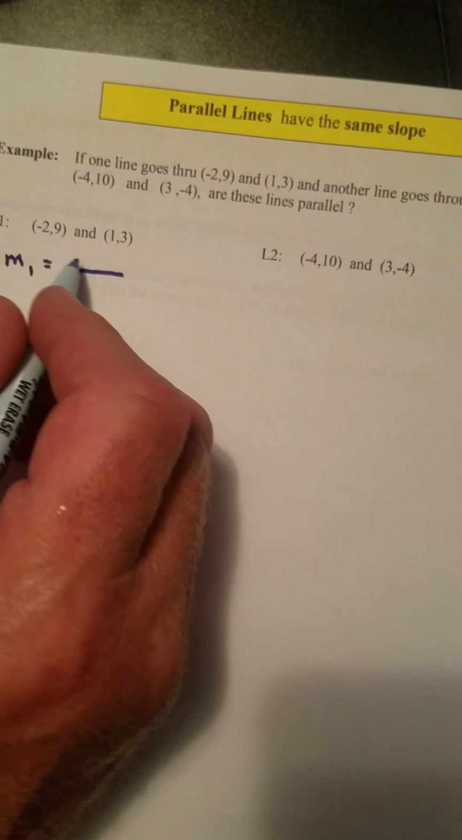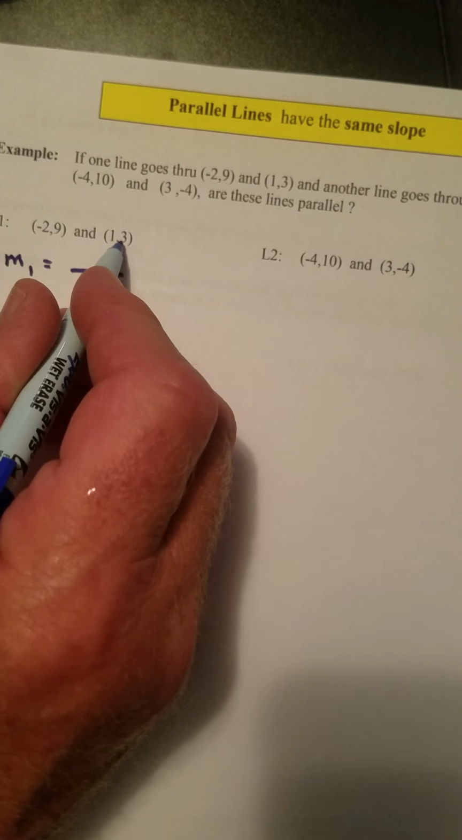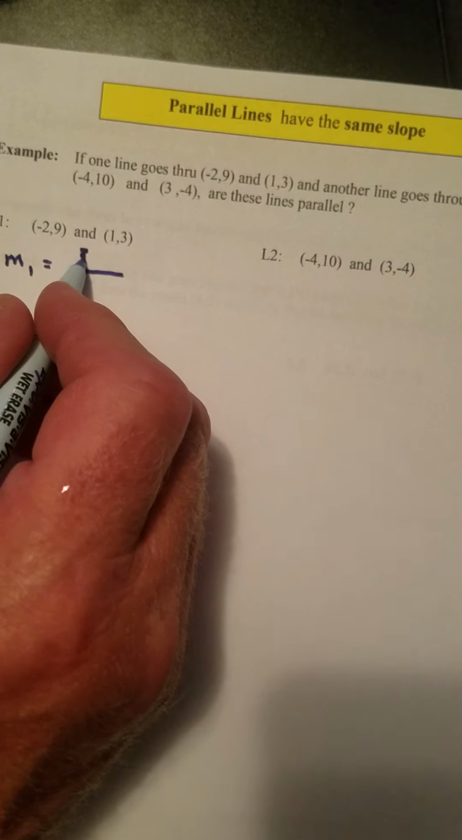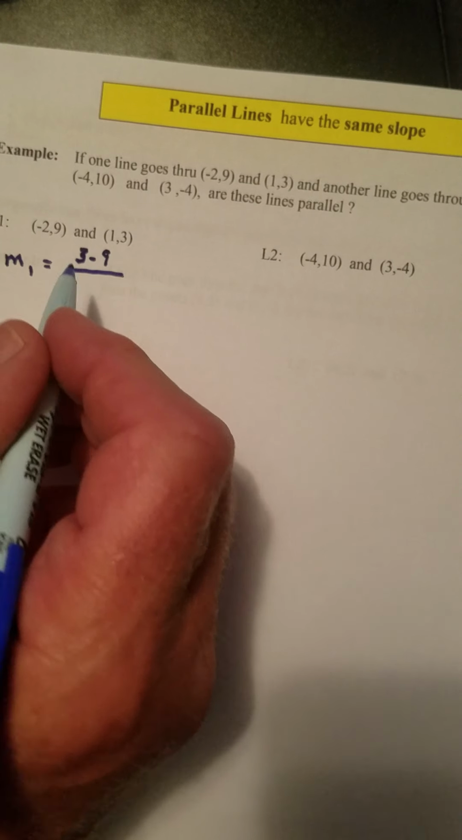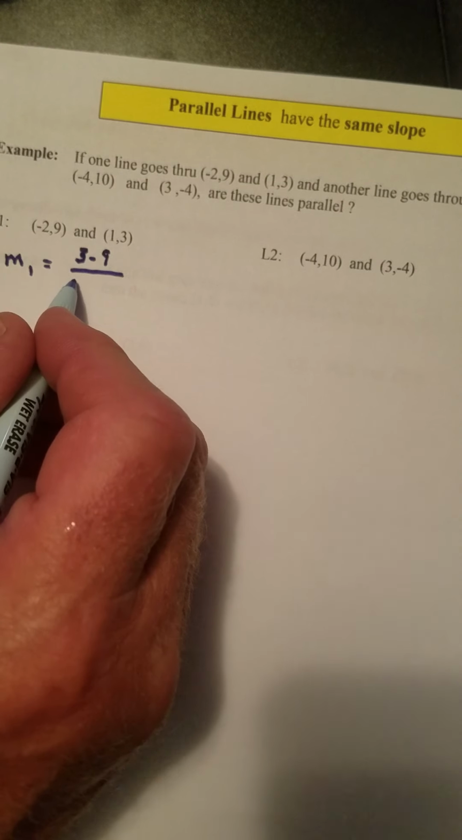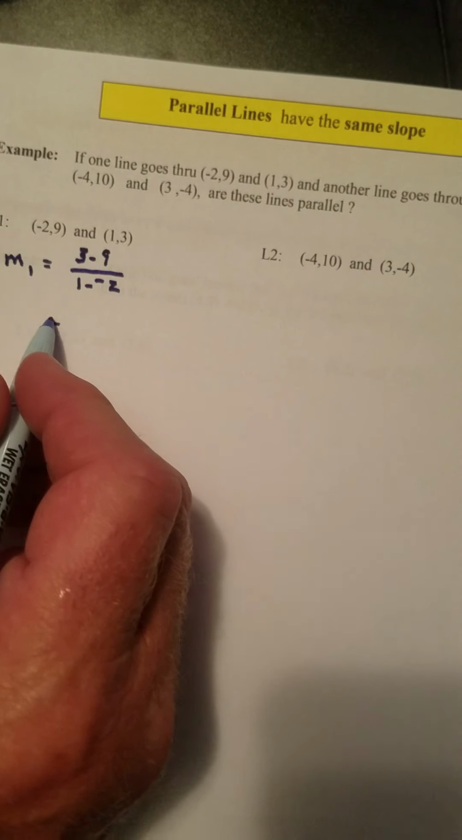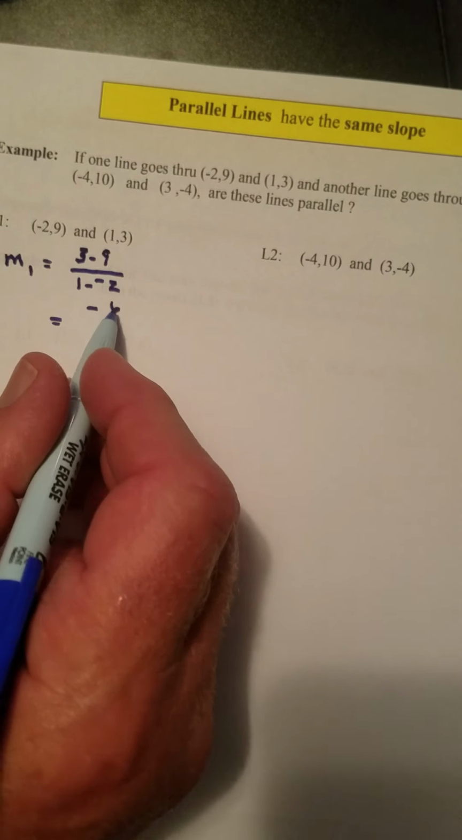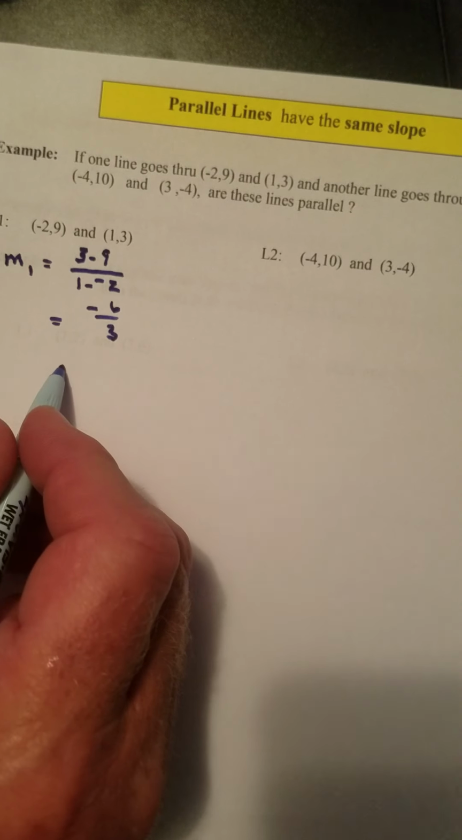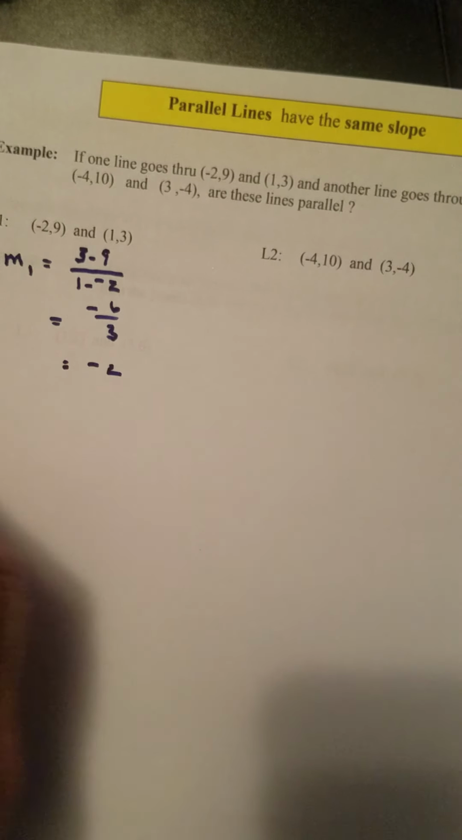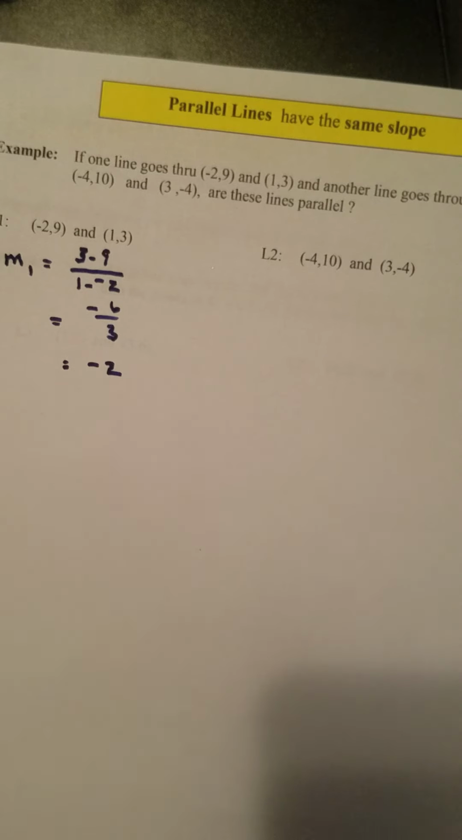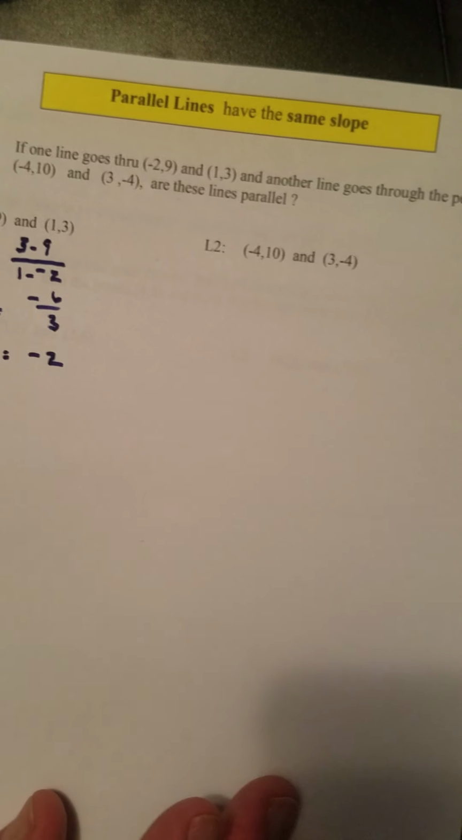We've done this enough times. It's y2 minus y1. y2 is 3, so 3 minus 9. And on the bottom, it's going to be 1 minus -2. That's going to be -6 over +3, and we get -2 for our slope. Okay, that's for the first line. Let's look at the second line.